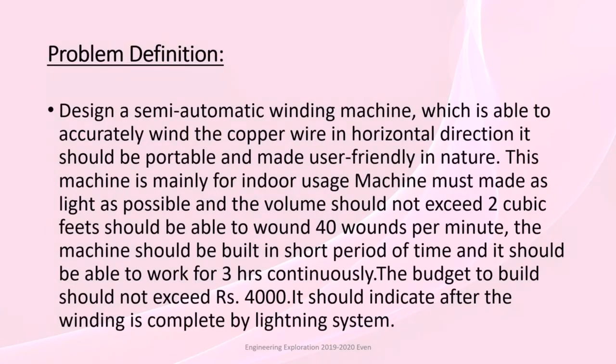Problem definition. Design a semi-automatic winding machine which is able to accurately wind the copper wire in horizontal direction. It should be portable and user-friendly in nature. This machine is mainly for indoor usage, must be as light as possible, and the volume should not exceed 2 cubic feet, and it should be able to wind 40 winds per minute.